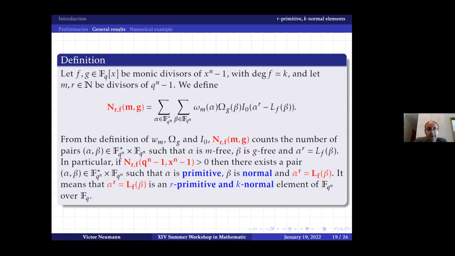Finally, in fact, the trick is this form. We denote like that this number, which depends on M and G. We do a sum over all elements of F_q^n, beta and alpha in F_q^n without 0. Here, the characteristic function of M-free elements, the characteristic function of G-free elements, and the characteristic function of 0.